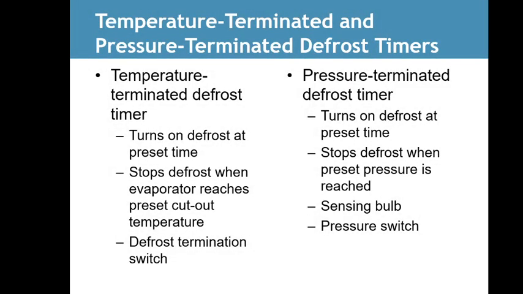Temperature terminated and pressure terminated defrost timers. A temperature terminated defrost timer has a little temperature probe sitting on the lower part of the coil, which would defrost last. And as the temperature on that one spot rises above freezing, maybe 35, 36, 38 degrees, it will shut the system out of defrost and go back to cooling mode.